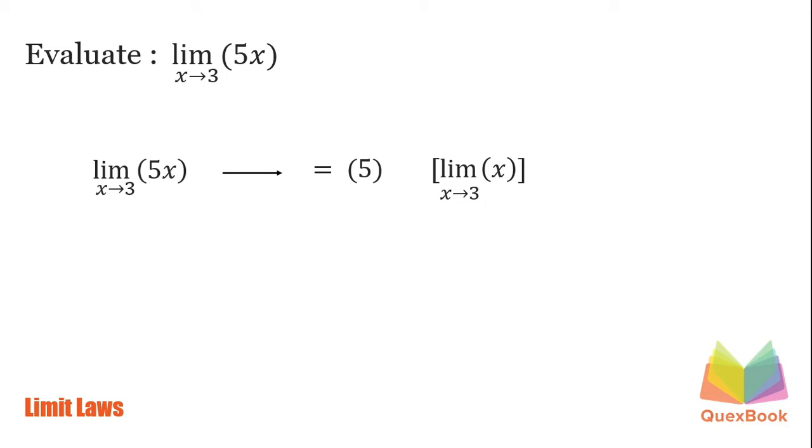So the limit for this function is 5. And for the other factor, we have the limit of x as x approaches 3. Now, according to our identity law, the limit of x as x approaches a certain number is just going to be equal to that number the x is approaching. So the limit for this function is 3. And multiplying 5 and 3, we will be having 15. Therefore, the limit for this function is 15.